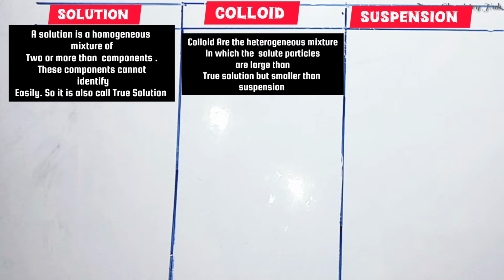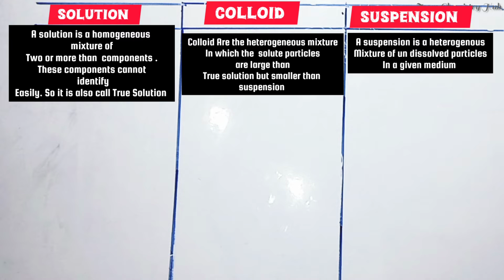Colloids are heterogeneous mixtures in which the solute particles are larger than in a true solution but smaller than in a suspension. Similarly, what is a suspension? A suspension is a heterogeneous mixture of undissolved particles in a given medium. So, a solution is a homogeneous mixture, while colloids and suspensions are heterogeneous mixtures.